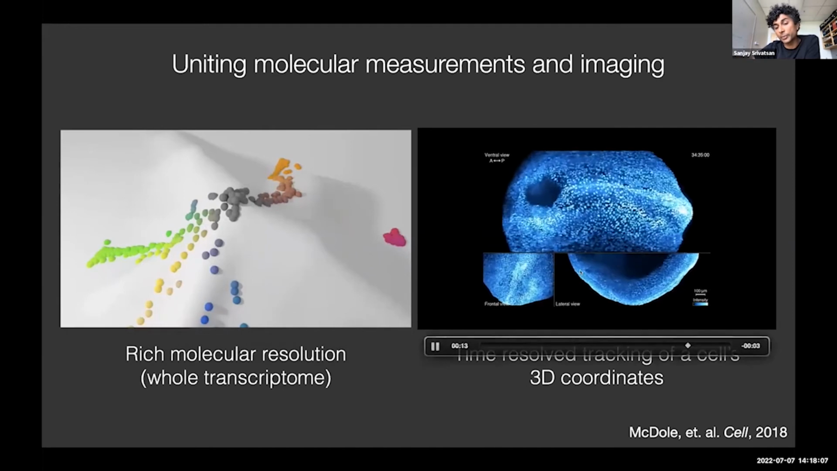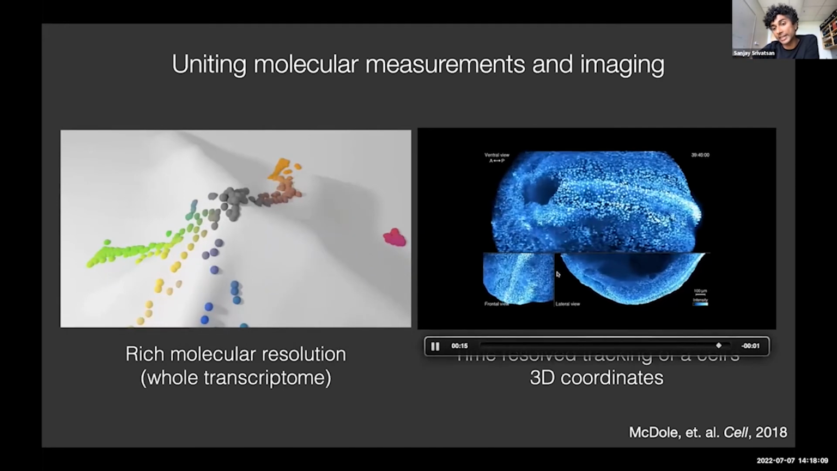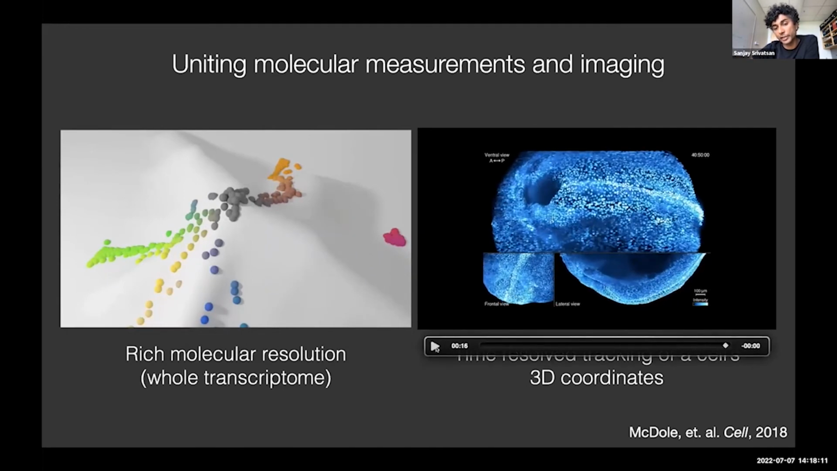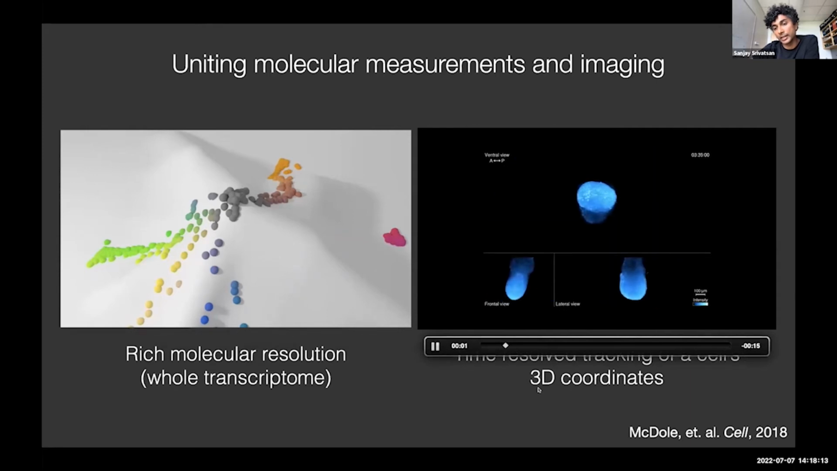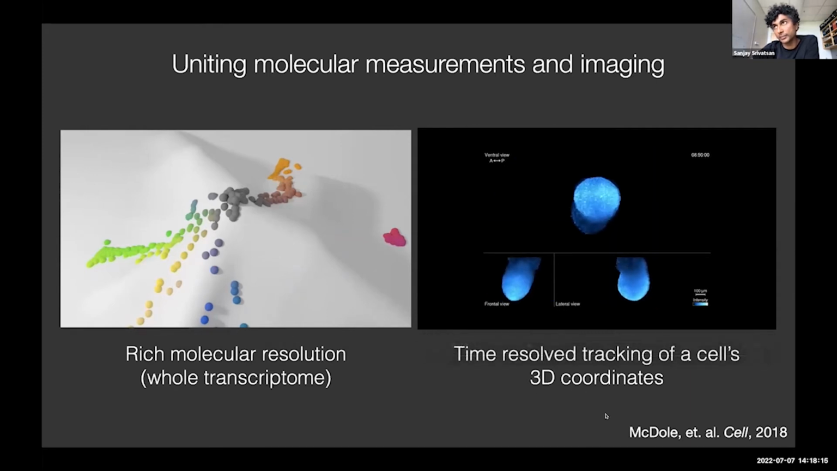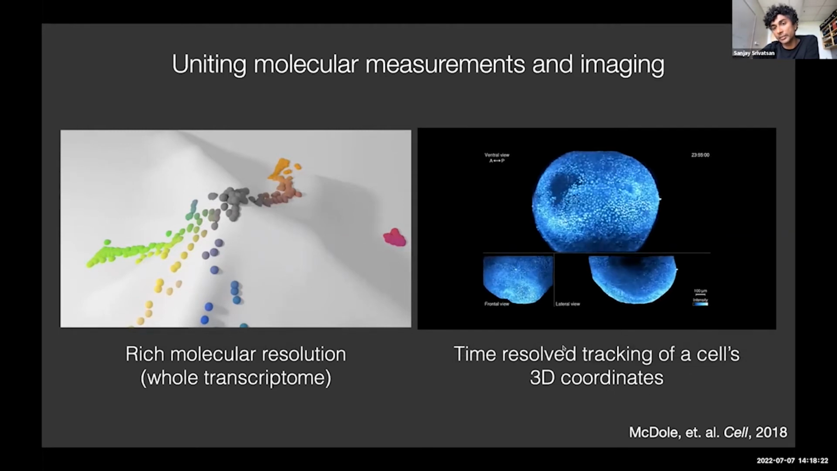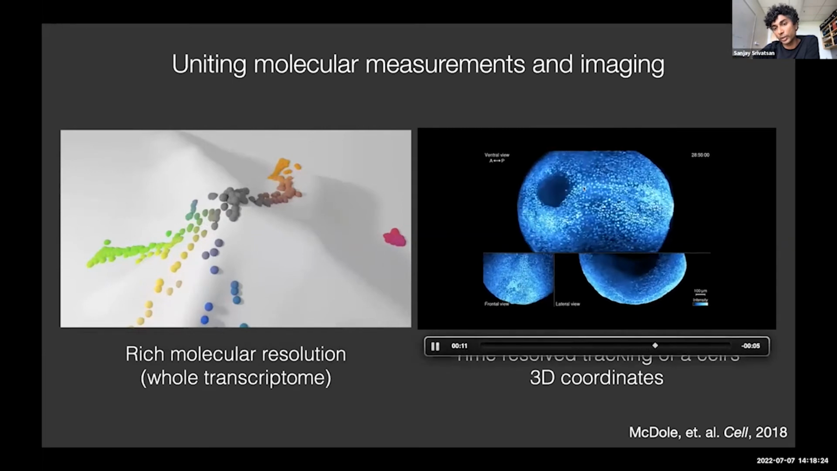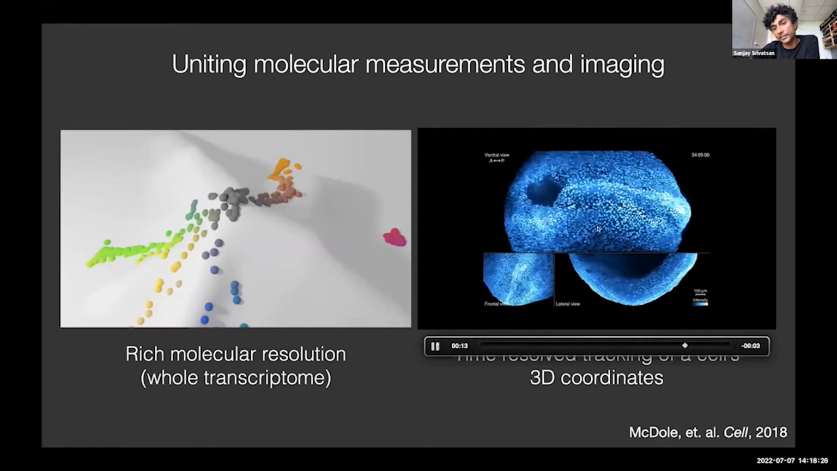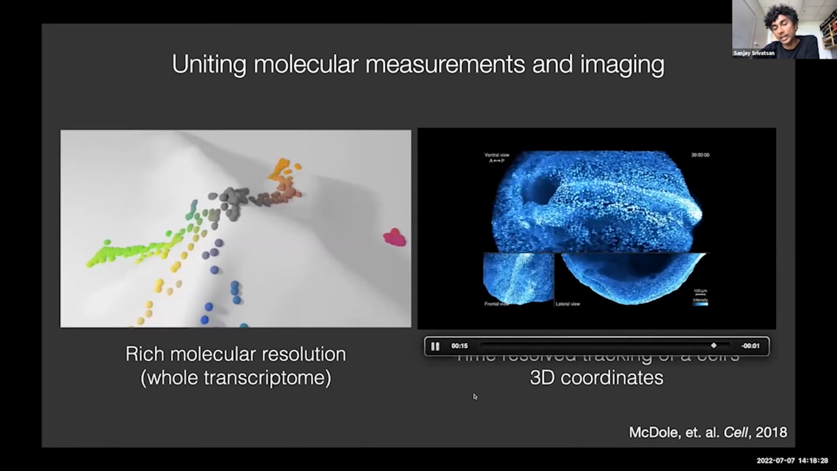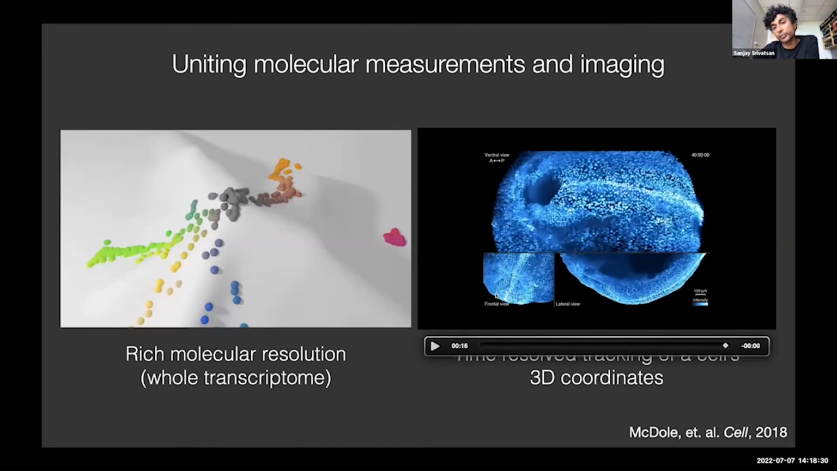So this video on the right is real data of a mouse gastrulating. It's a beautiful video that came from Katie McDole in the Keller lab. And what you can see is each of these cells are being imaged over time, and this organism is effectively developing. But unfortunately, we don't actually have any molecular data. We don't know which genes are being expressed by these cells in each of these positions.